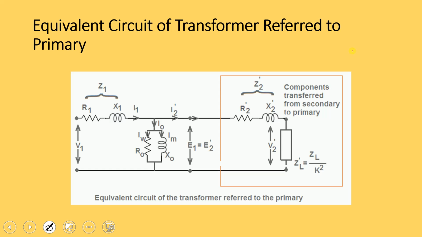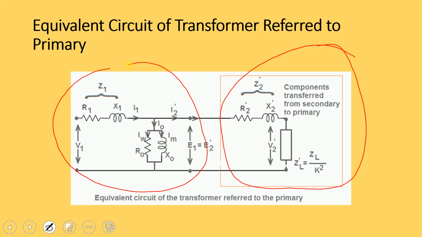As shown in this figure, this part is of the secondary side, but we are moving this part to the primary side. So this is called the equivalent circuit of the transformer referred to primary, meaning we are referring it towards the primary. This is our primary circuit, in which we have R1, X1 and this exciting circuit. After that we are connecting R2 and X2. When they are shifted towards the primary side, they become R2 dash and X2 dash, and their combination is called Z2 dash.